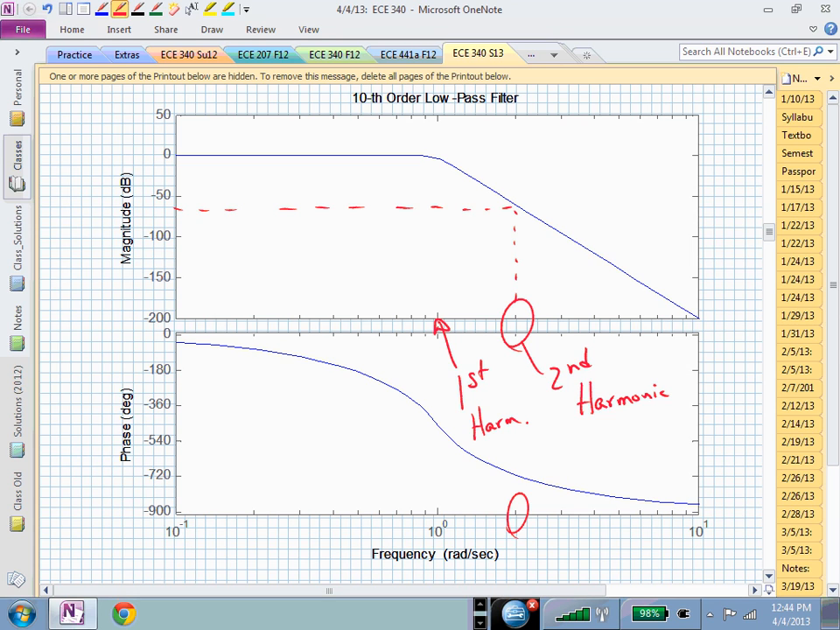So now if it follows the rates that we've been using, then we have 6 dB per octave, don't we? And 2 is an octave above 1. We have 10 of those in terms of our order. So it's 6 dB per order of our filter. That means we have 60 dB of attenuation.